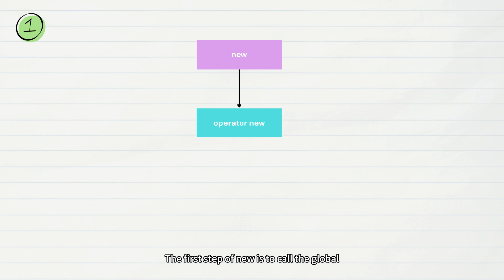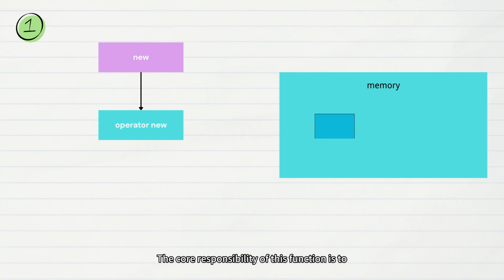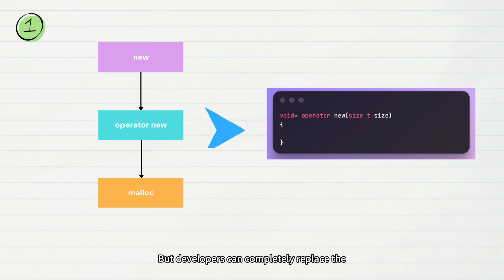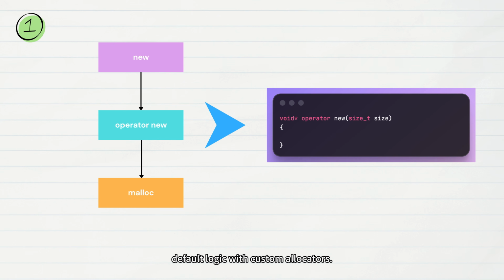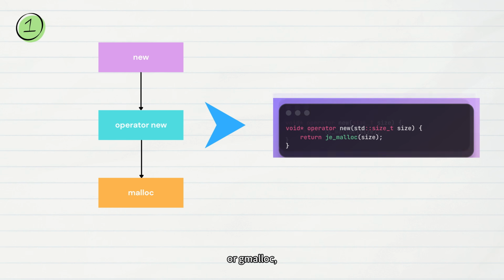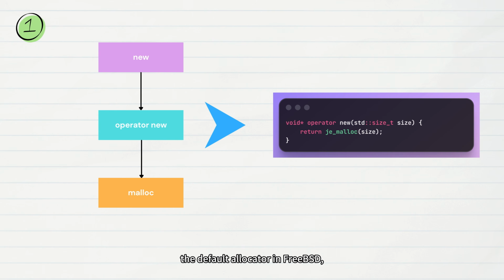The first step of new is to call the global operator new function to obtain raw memory. The core responsibility of this function is to allocate uninitialized raw memory from the system heap, sized according to the target type. In the default implementation of the C++ standard library, operator new is typically implemented via malloc underneath. But developers can completely replace the default logic with custom allocators. For example, using tcmalloc, Google's open source allocator optimized for multi-threaded memory allocation, or jemalloc, the default allocator in FreeBSD, known for low fragmentation in high-performance server scenarios, or a minimalistic allocator in embedded systems.